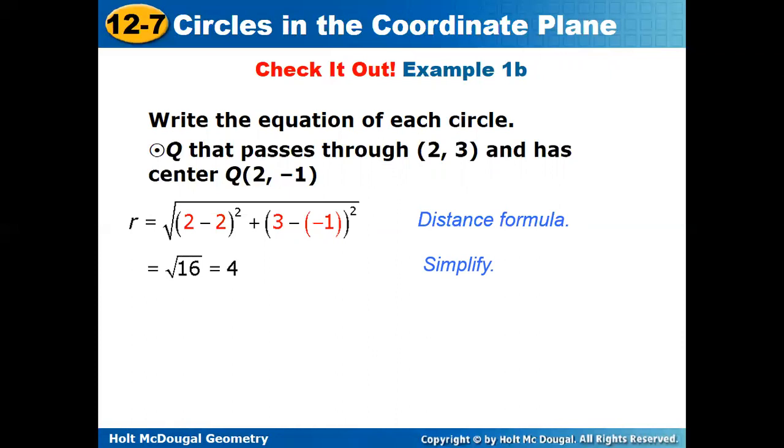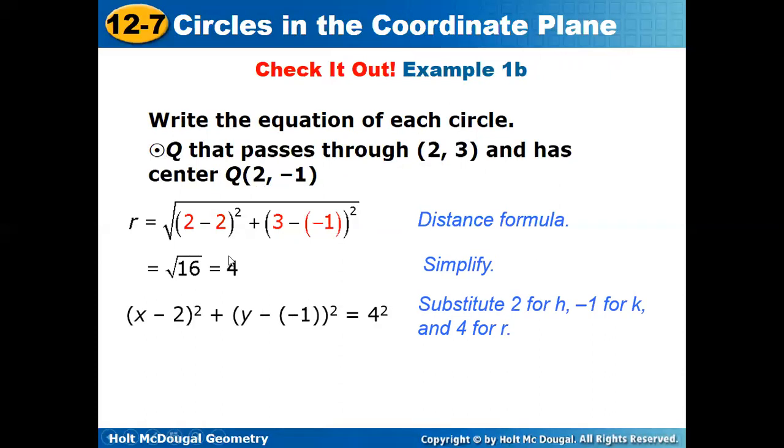Then write the equation of the circle and substitute h, which is 2, k, which is -1, and the radius, which is 4. It will be like this. Then simplify. We have here negative by negative, positive, and 4 power 2 is 16. Excellent. So this is the equation of the circle.